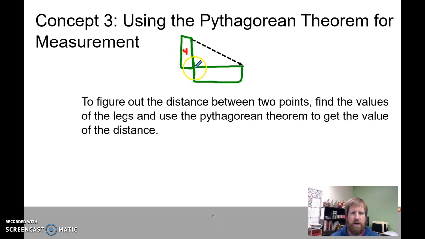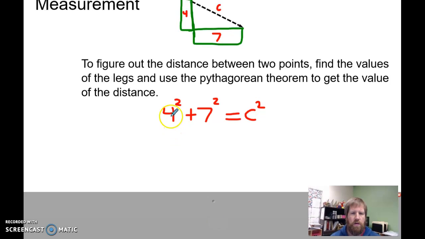feet from here to here, and then from here to here we're looking at 7 feet. Okay, those are my distances. I'm still going to use the Pythagorean theorem. 4 squared plus 7 squared is equal to c squared. Okay. Now 4 squared is 16. 7 squared is 49. And that's still equal to c squared.